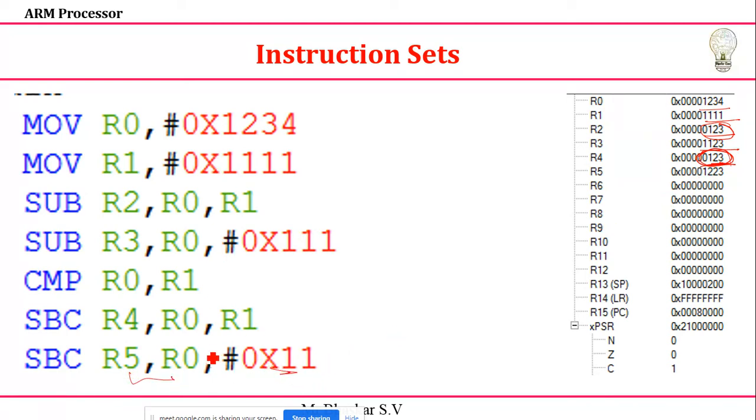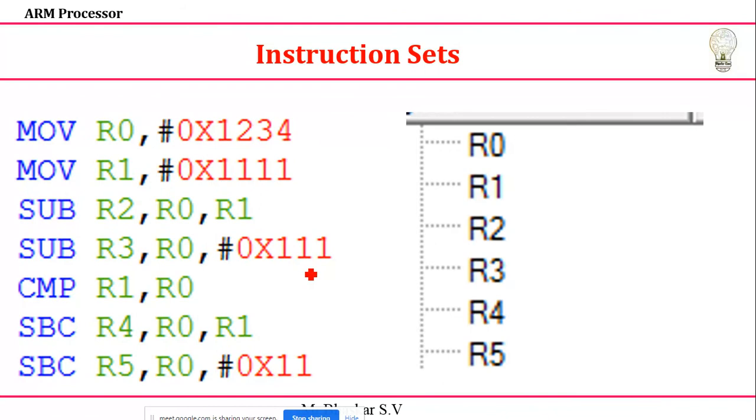But in the same program, I'll make small changes. I'll reverse these two. If I do the reverse, then what is the C value? Comparing, C becomes 0, right? So I'll do the process. You can check it out. R1 I'm going to take here, R0 I'll take here. Means in this case R1 is less than R0.